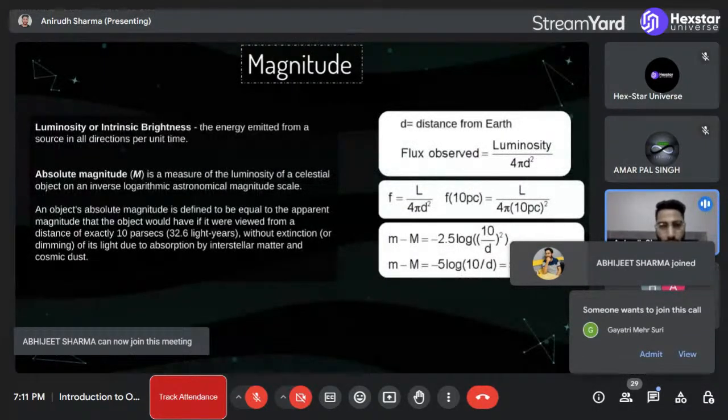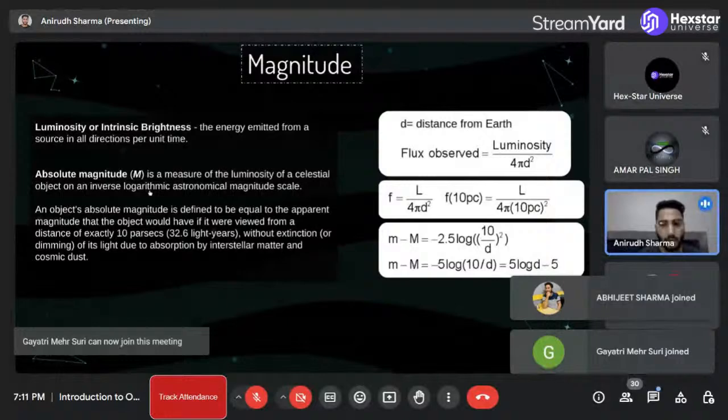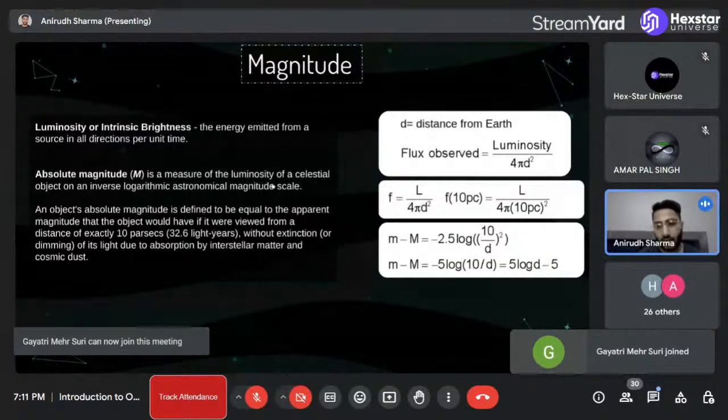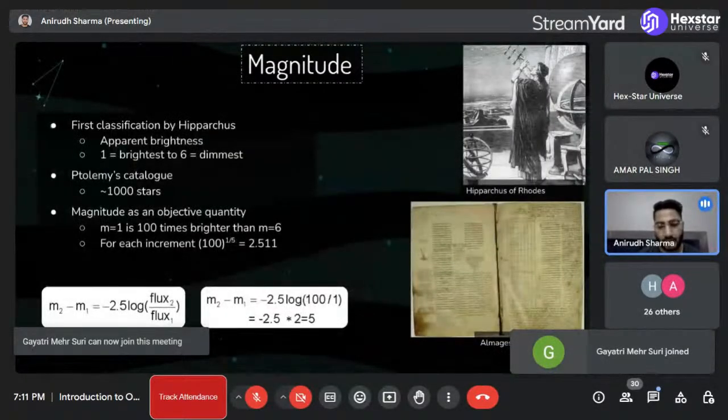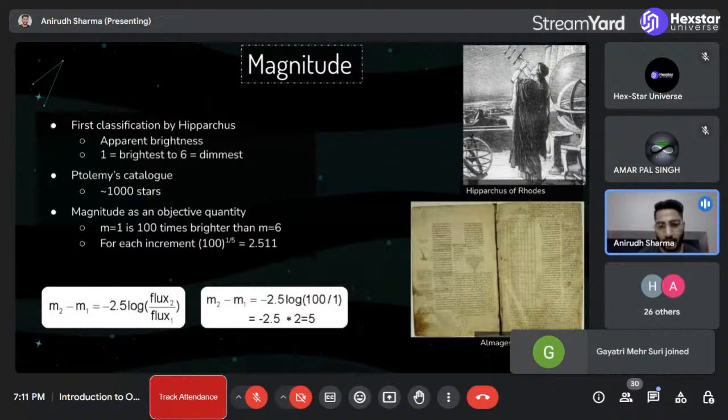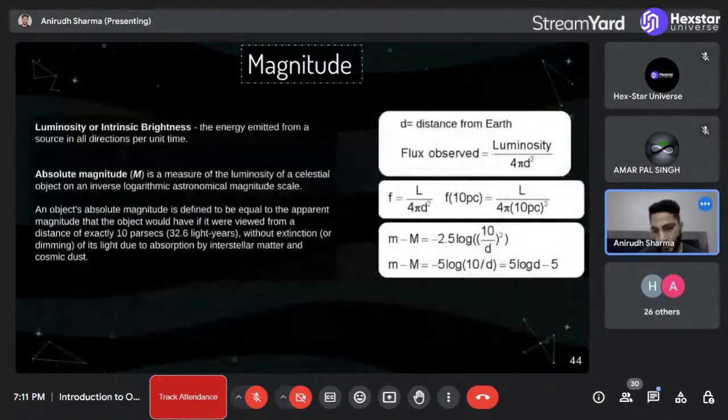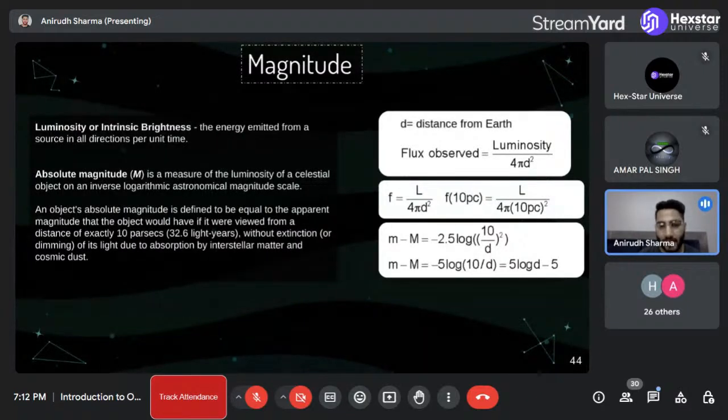Now about luminosity and absolute magnitude. So we kind of understand what flux is, right? Flux is, in other words, kind of like the brightness of an object. But then there is luminosity or intrinsic brightness. So what is intrinsic brightness? It's the energy emitted from a source in all directions per unit time.